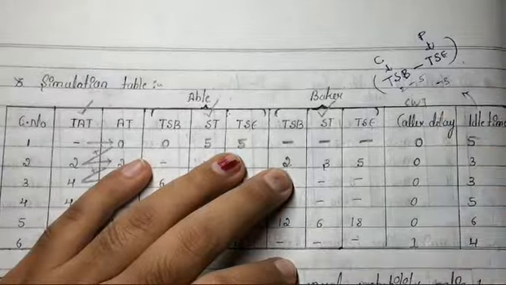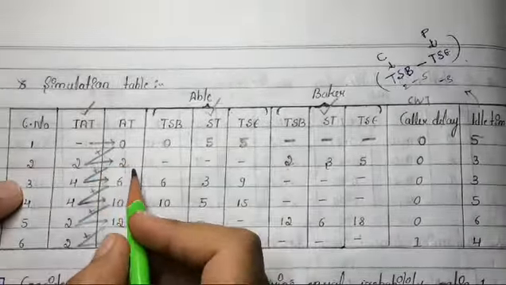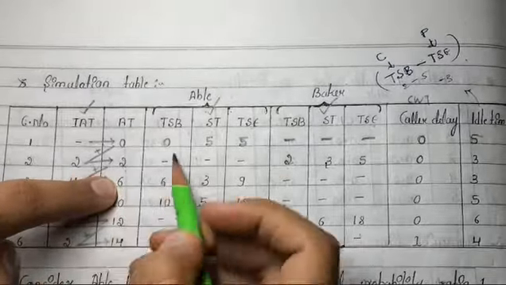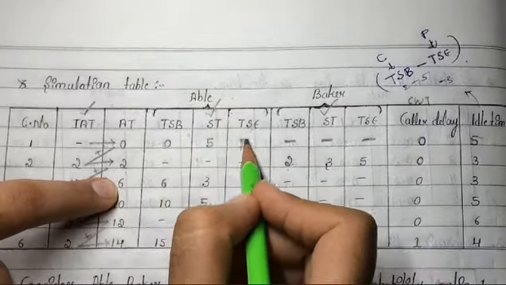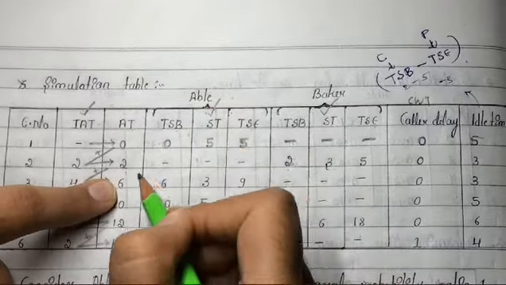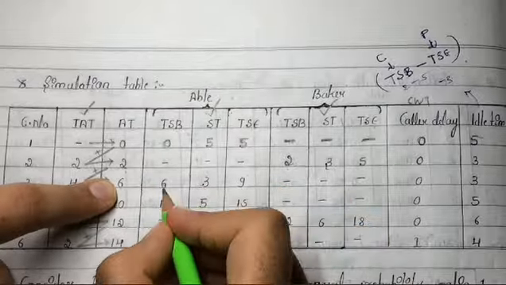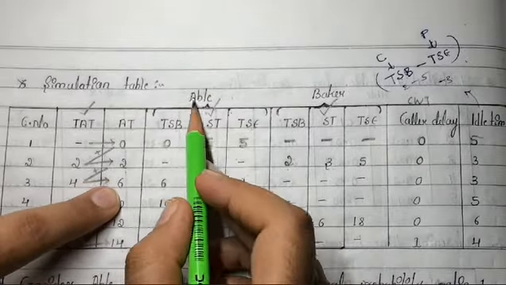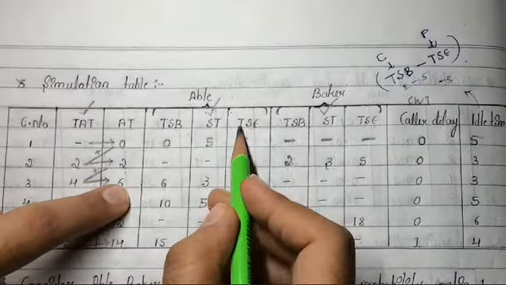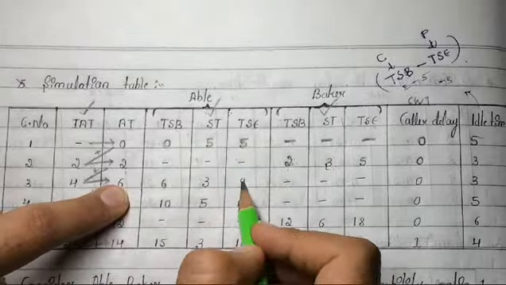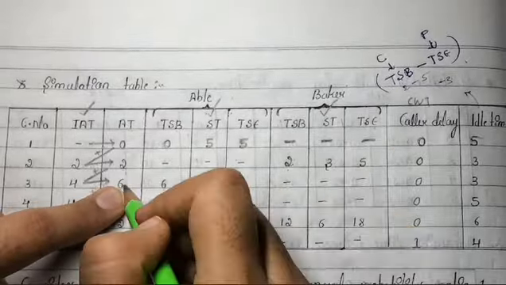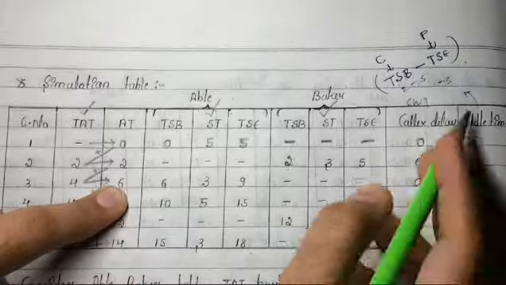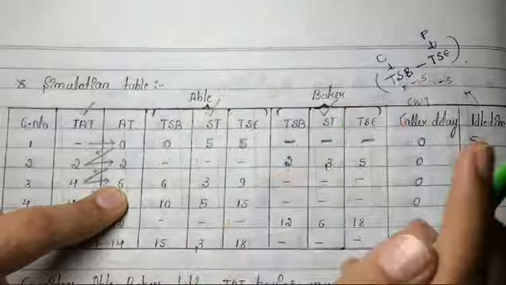Okay, now the third customer arrives at 6. So the time service begin is at 6 because Able is free after the first customer. The service time for the third customer at Able is 3, then the time service end will be 9, and he will not wait, so 0 for the caller delay, and you can calculate idle time with the formula.